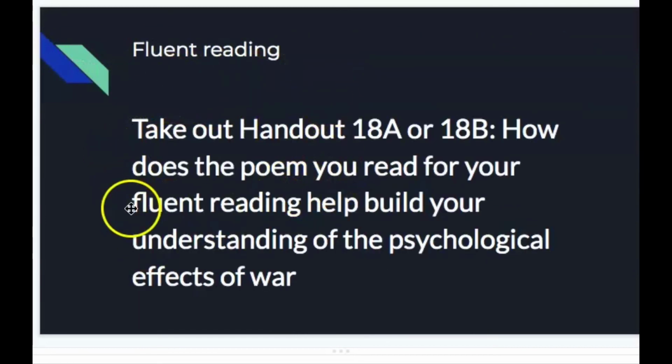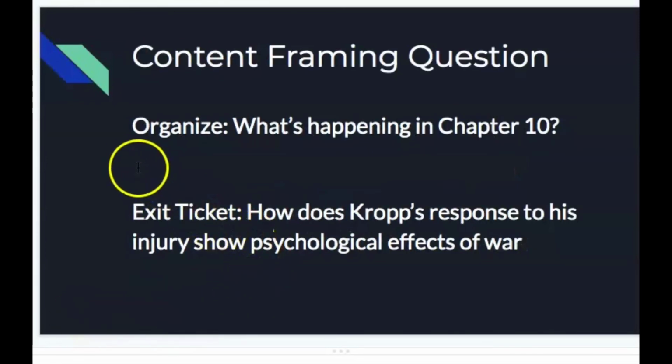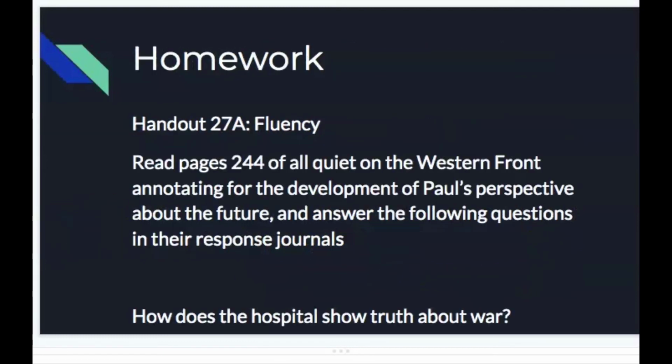Then we are going to take out our handout 18A and 18B and answer the question of, how does the poem you have read for your fluent reading help build your understanding of the psychological effects of war? To end this lesson, our content framing question is asking you to organize your thoughts of what's happening in Chapter 10. For our exit ticket, how does Crop's response to his injuries show psychological effects of the war?